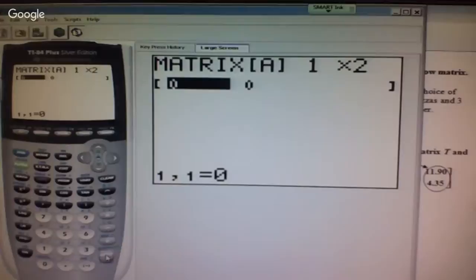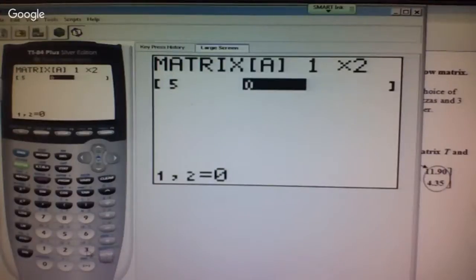Once you tell your calculator how big your matrix is, we then need to input the values. The first value of my matrix is a 5. So hit 5, enter, and 3, enter. You've now just put in your first matrix. It's a 1 by 2, and the values inside of it are a 5 and a 3. Questions? We good?